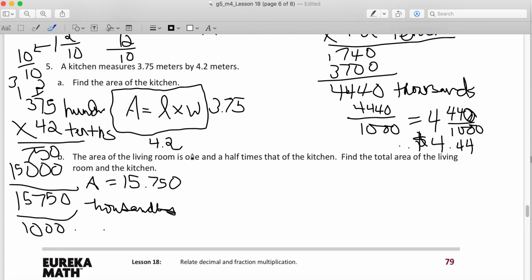Woo! All right, let's do the next one. The area of the living room is 1.5 times that of the kitchen. Find the total area. Oh Lord. So whatever the kitchen is, it's 1.5 times. So that means we're going to take our 15 and 750 thousandths and multiply that by 1.5.